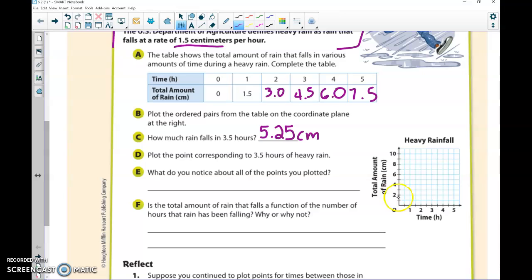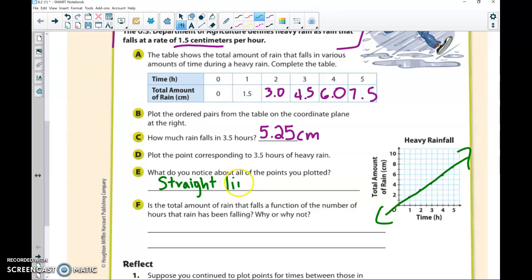So if I plot my points here, so 0, 1 and 1.5. Oops, 1 and 1.5, not half an hour. 2 and 3. 3 and 4.5. 4 and 6. And then 5 and 7.5. So what do we notice about all the points we plotted? And we should notice that they are in a straight line. If Mr. Molo could draw a straight line, that's pretty good. So we know that they are all in a straight line, which means they would be linear.